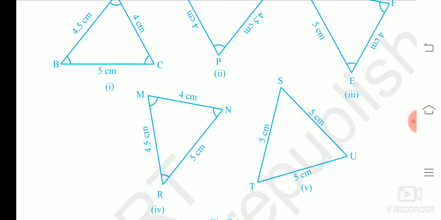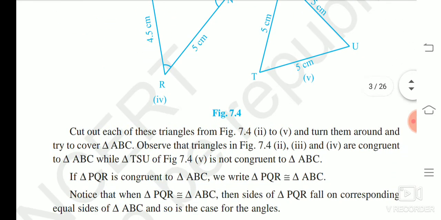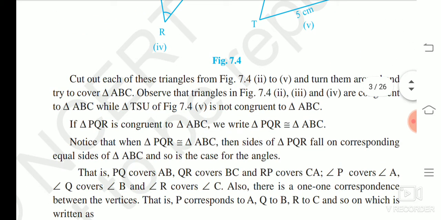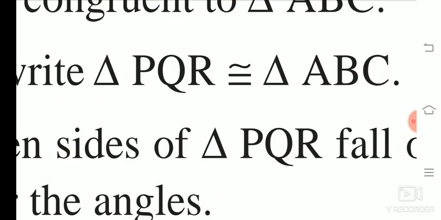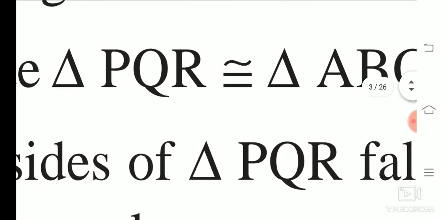The fifth one and the first one are not congruent, right? So for triangle ABC, we write triangle PQR congruent to triangle ABC. This is the meaning of congruent. Triangle PQR is congruent to triangle ABC. Like that we need to write.